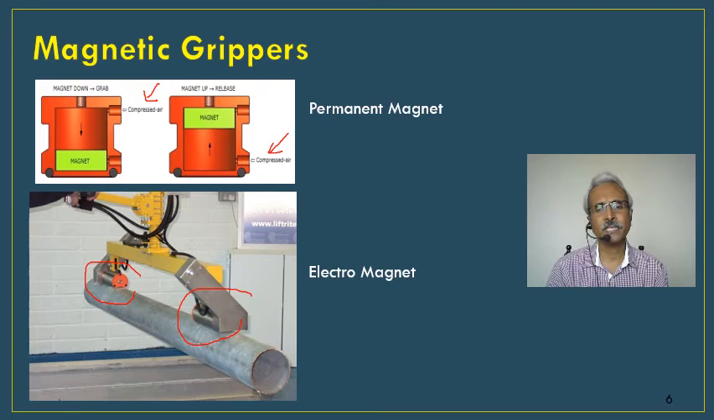And one more interesting thing here, you can see that though it's a cylindrical pipe, I need not worry much about what will be the design of my gripper. I just touch at the surface and I'm able to lift it. So this is the advantage of magnetic grippers.